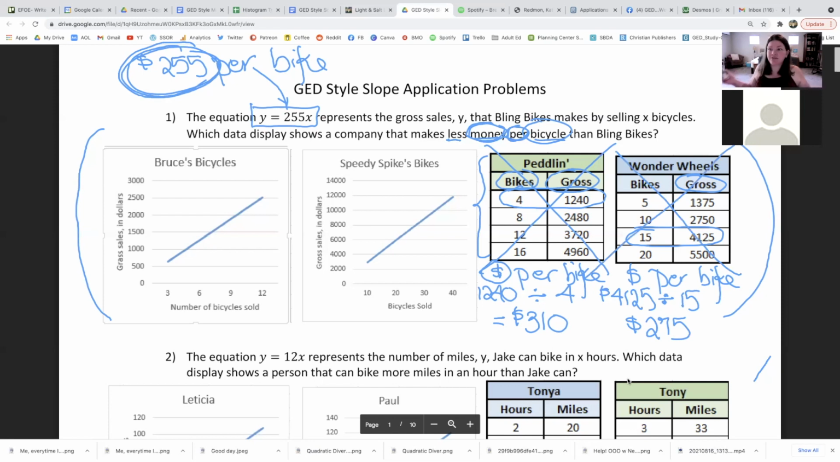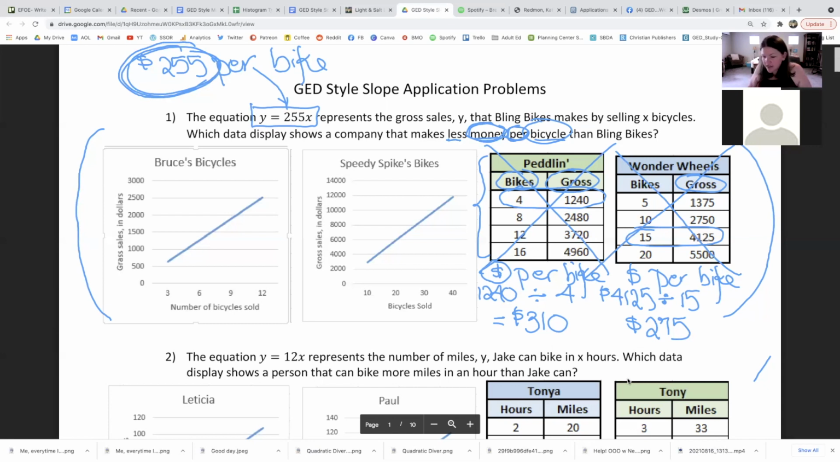And see how, even if you are really scared of graphs, a lot of students are scared of the graphs, they're not that hard. We'll look at them in a second. But even if you're really scared of the graphs, I could have already ruled out these two. And now I have a 50-50 shot at least of guessing which one of these might make less per bike than Bling Bikes. But I just want to show you this is way easier than it looks.